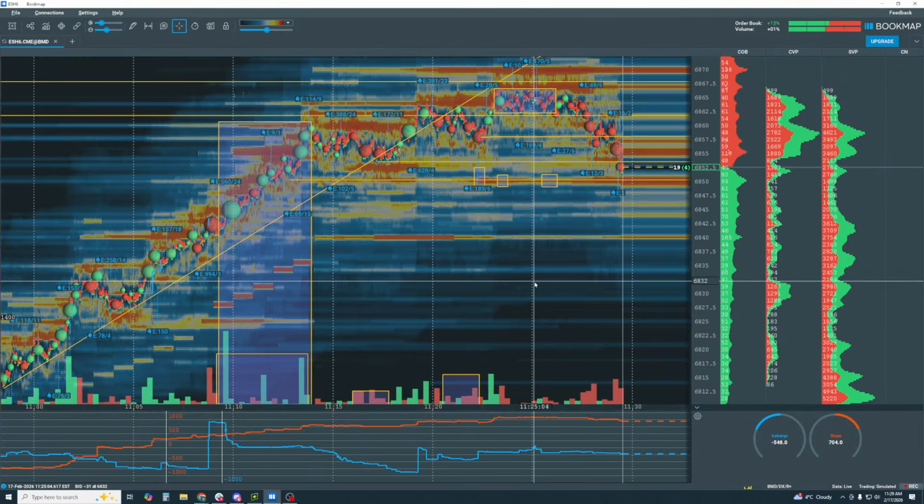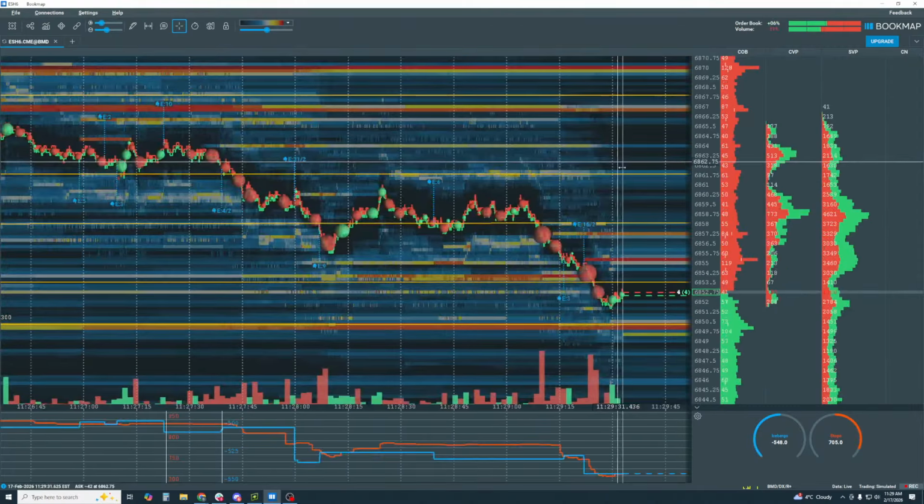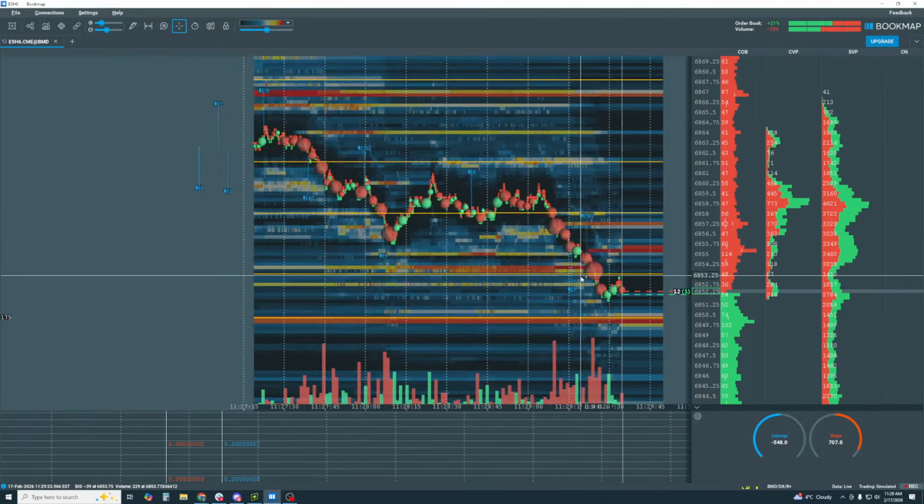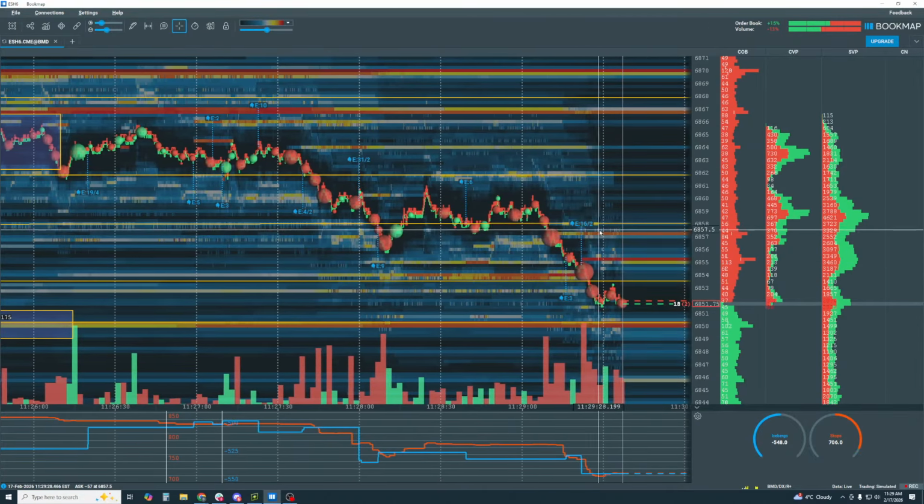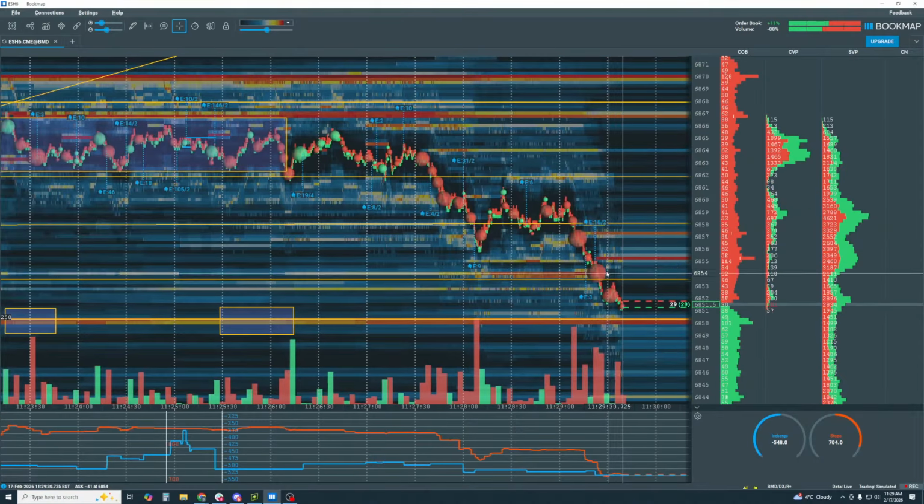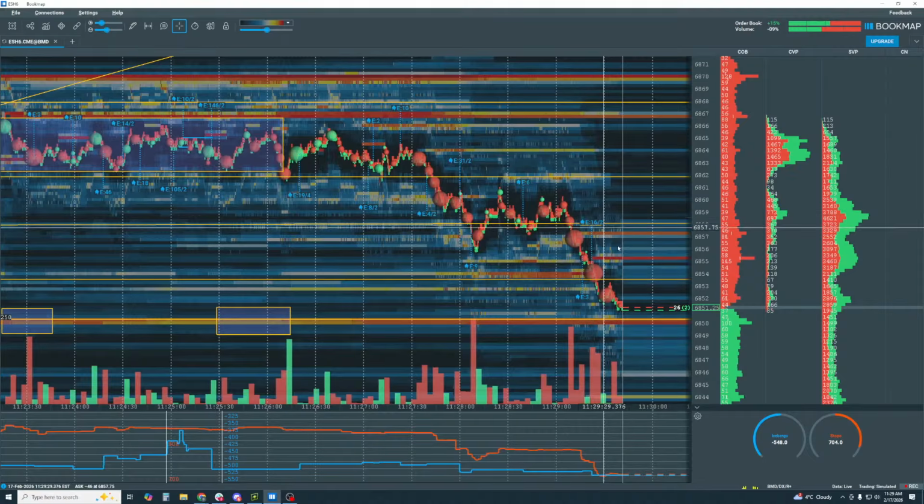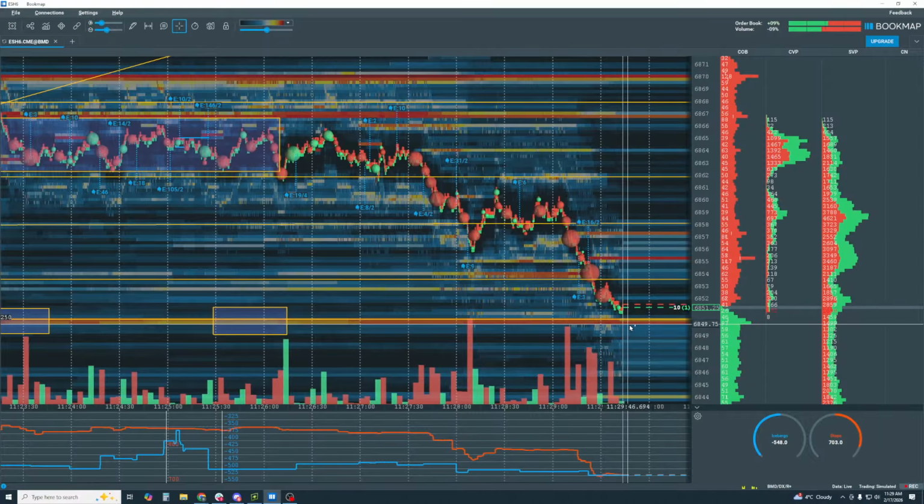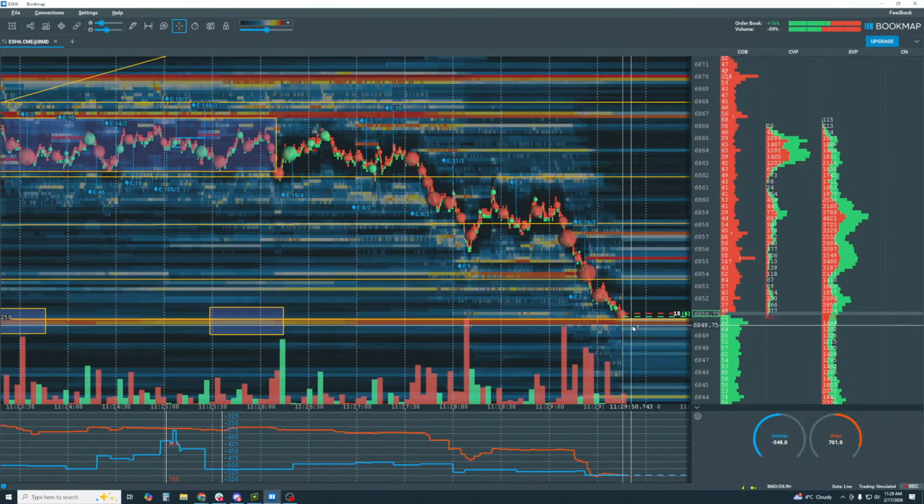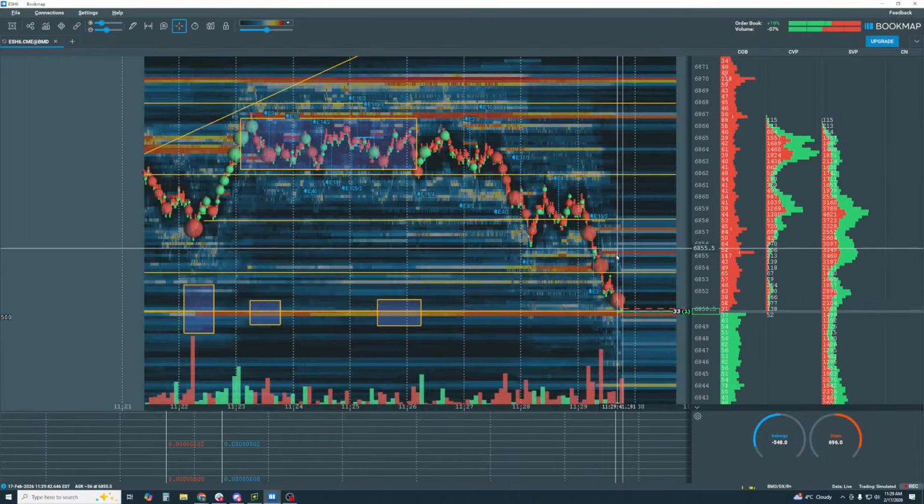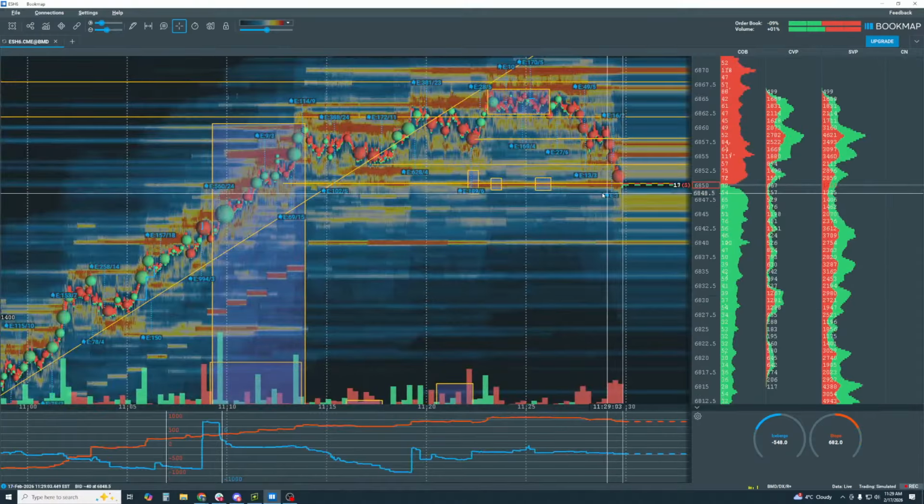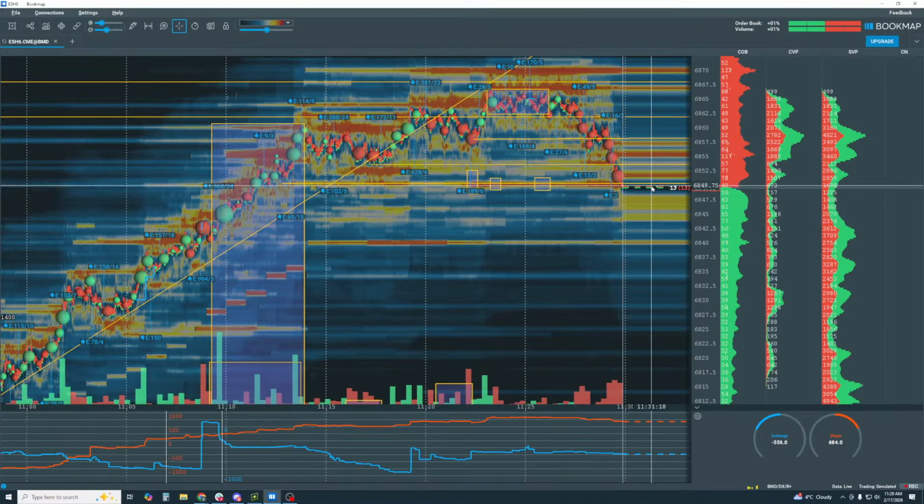Okay, so we just blew through this level of 54, 53, 54, right? Because we're seeing the continuation move now. I'm looking for a higher time frame level to take my profit here. Okay, there it is. All right.